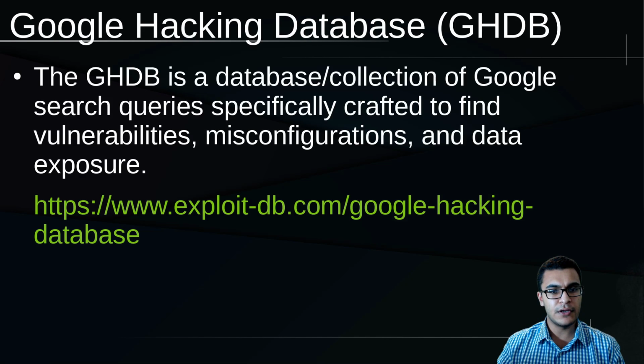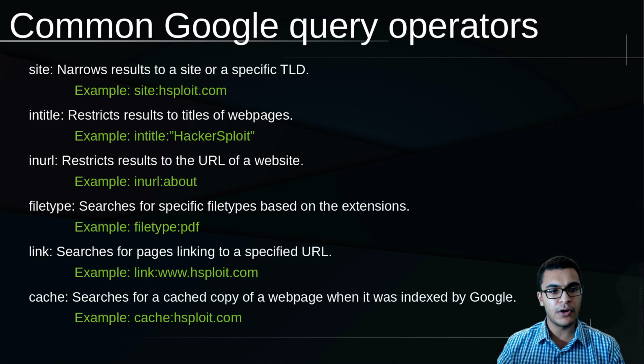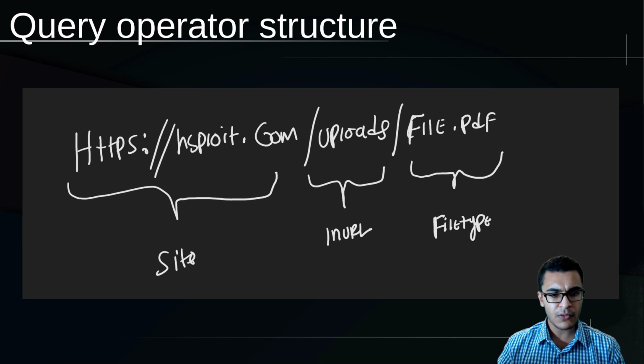So let's take a look at the actual query operator structure. Right now, I have a simple example here with HackerSploit.com, and I'm going to be using site, in URL, and file type just to explain the example. The site would be HackerSploit.com, and of course I have the protocol, and it can also include the port. That's very important. The in URL is the particular page that belongs to the site. In this case, it could be the upload URL or the uploads page.